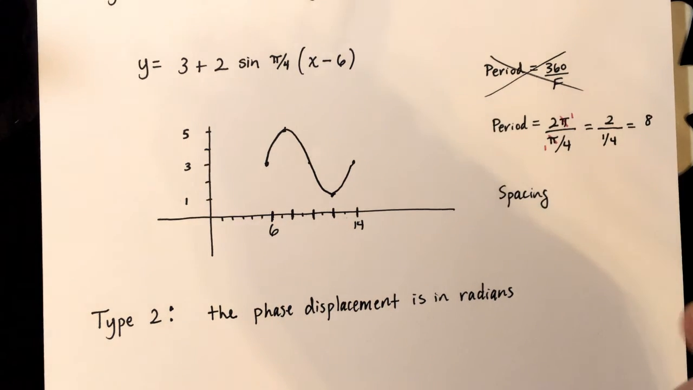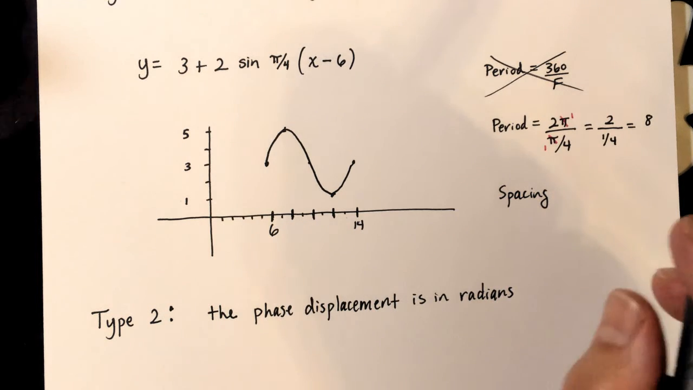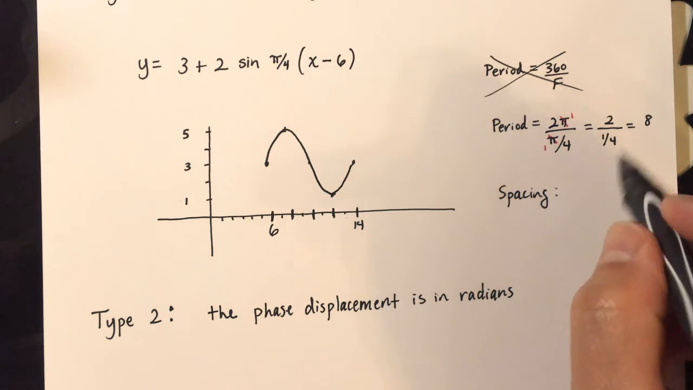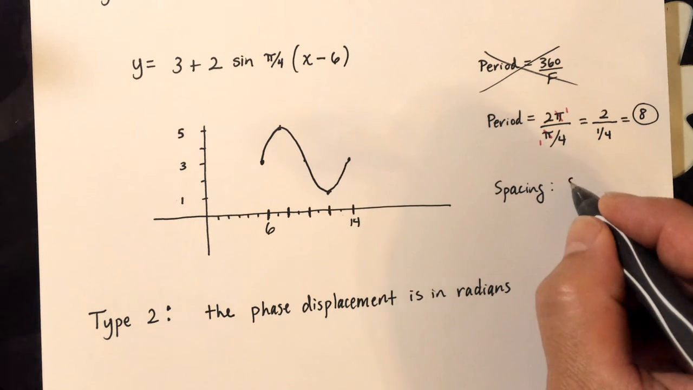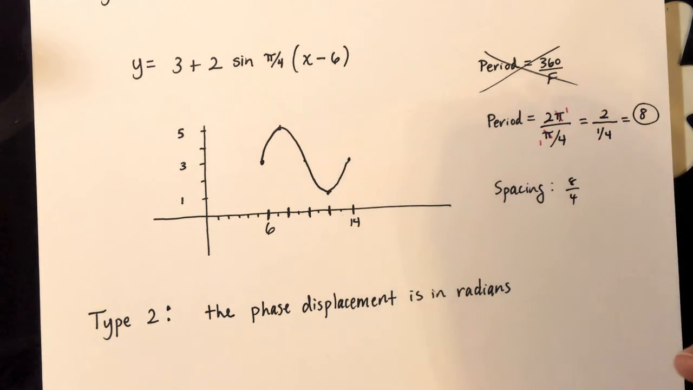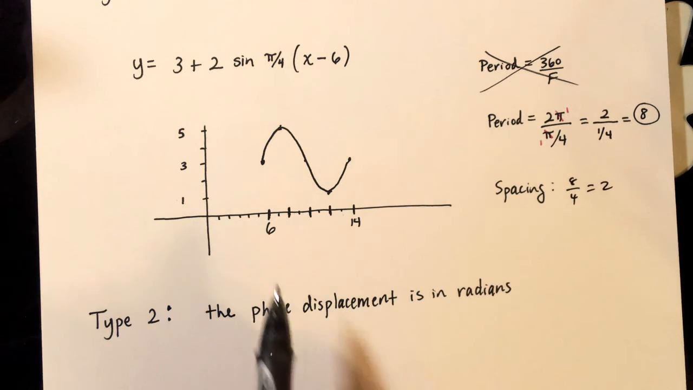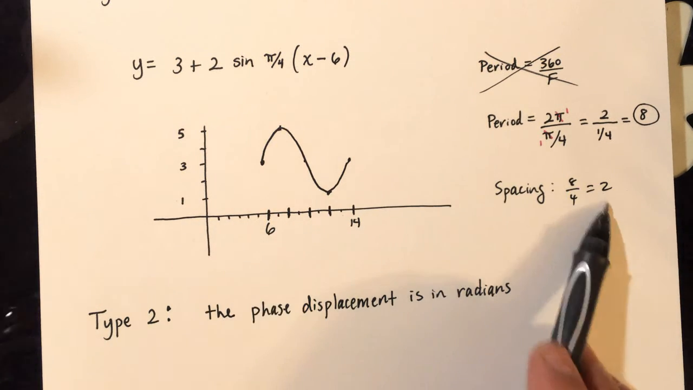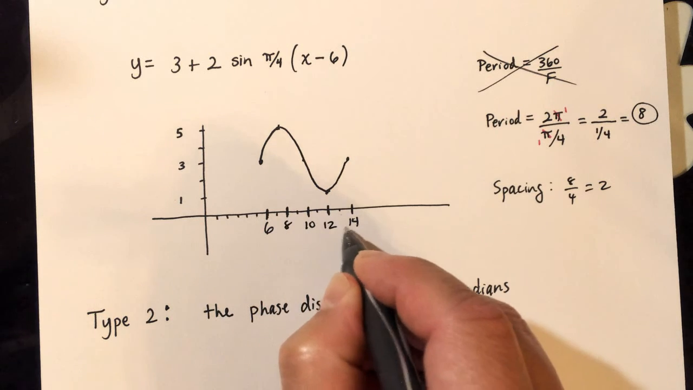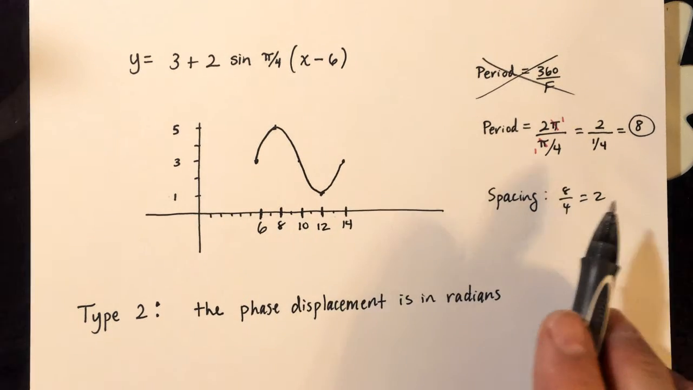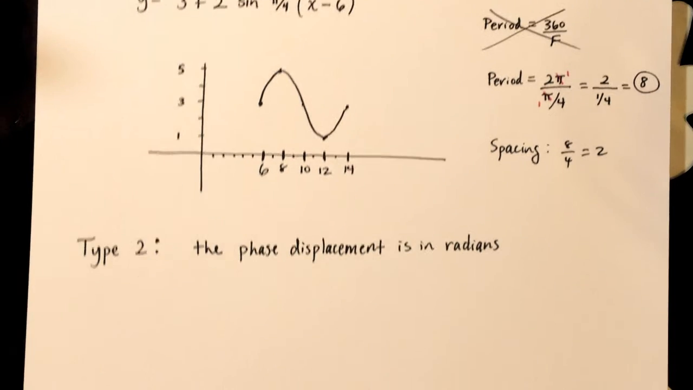You know how a circle has 4 parts, a cycle has 4 parts. So to figure out your spacing, you're going to take this number and divide it by 4. So your spacing is 2. So what does that tell you? Go 6, 8, 10, 12, 14. Basically, it's telling you to count by 2s.